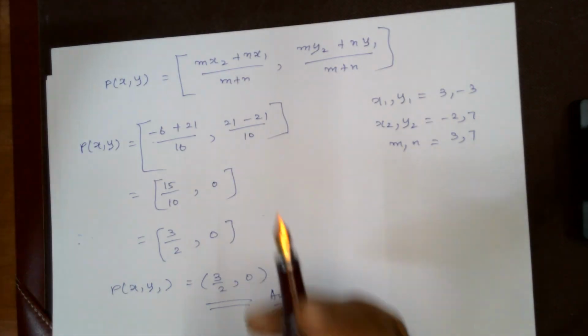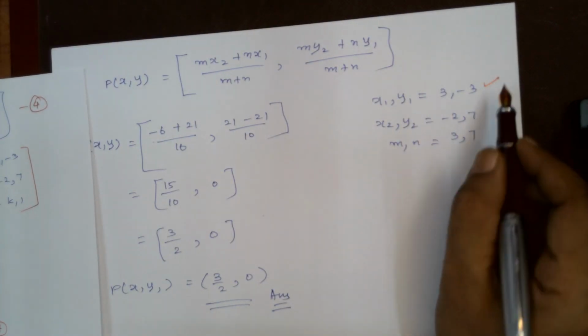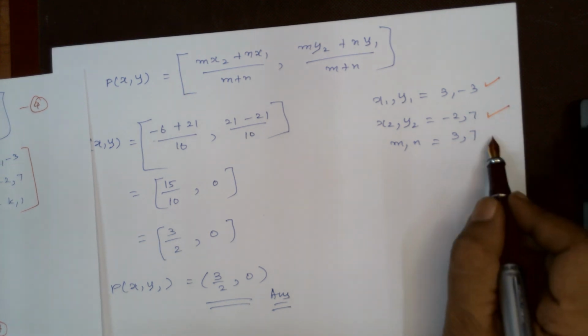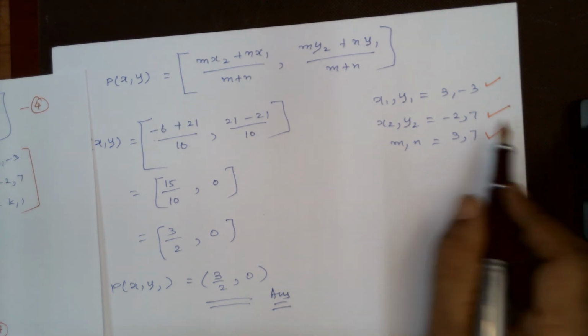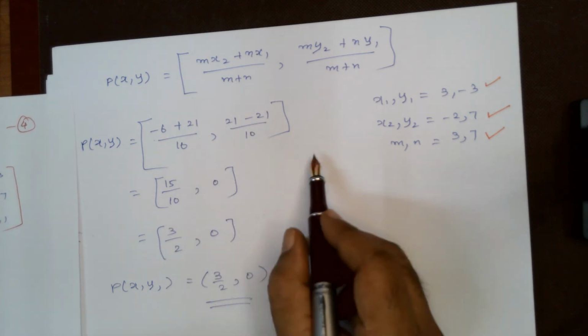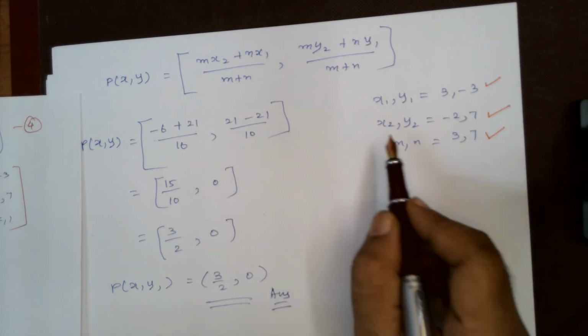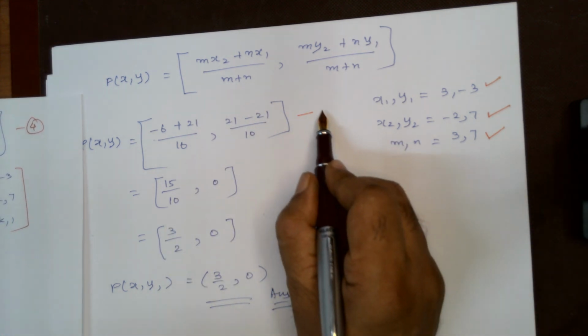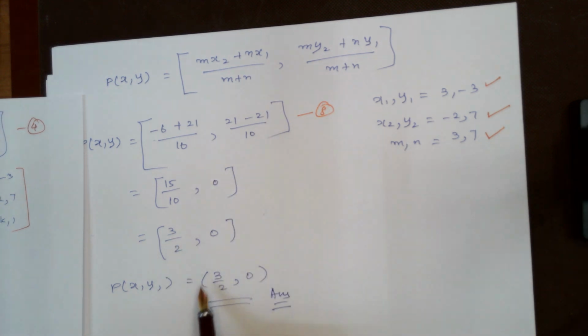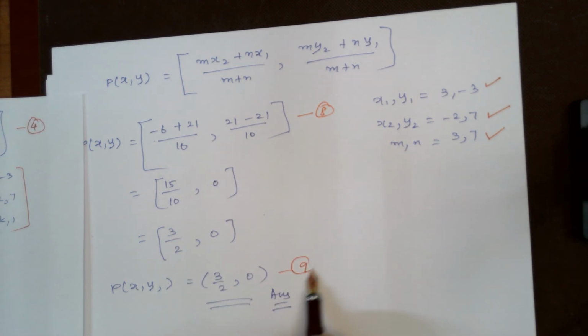Okay, and after that we proceed with this. We have got x1 y1 x2 y2 and found out m and n also. We substitute in this internal section formula. Okay, so this is the 8th one, and by substituting finally we get the answer on this axis. Is it clear?